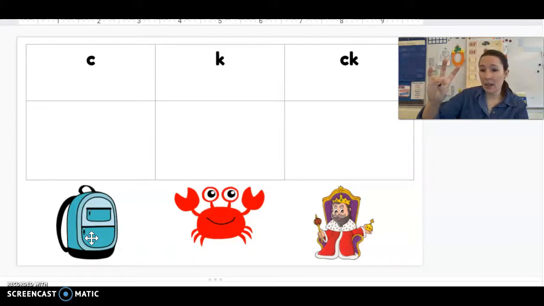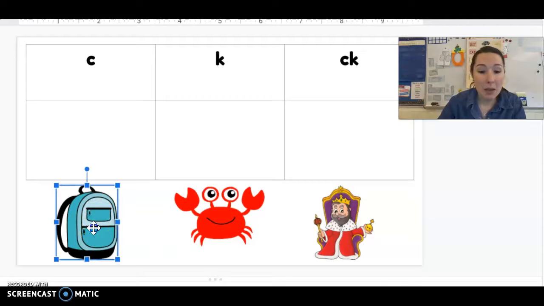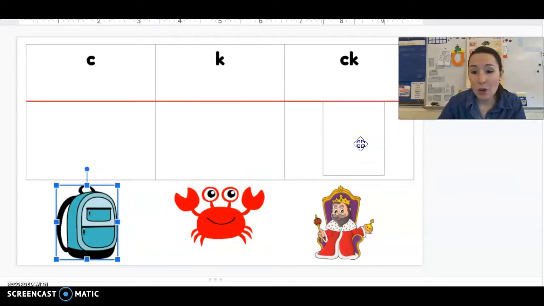B-a-k. Well, I hear my k sound last, so I know it's not C. I also hear it after our short vowel, b-a-k. So that tells me it's going to be our CK. So I'm going to click my picture and drag it over to CK.